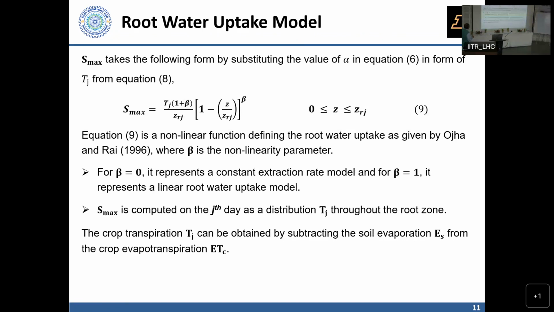We can also simulate the special cases. When beta becomes 0, it represents constant extraction. That means the entire root is taking water at an equal rate. When beta is equal to 1, it becomes a linear model. So at the top it will be taking maximum, and linearly the root water uptake will be decreasing. But if you have a beta other than these, it will be non-linear in nature.